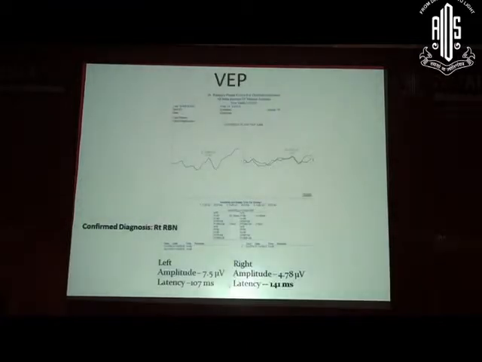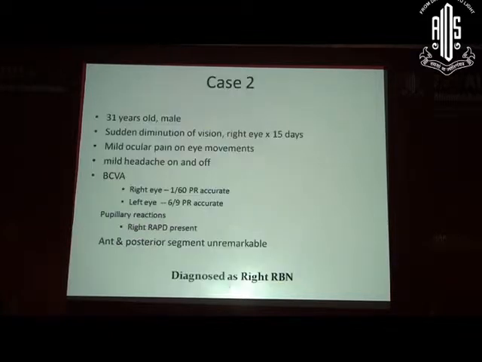So to confirm that, we get the VEP done. It is helpful when you're not sure or when you have a doubt, but it obviously helps us even in long follow-up to see how the patient is improving besides the visual acuity. So you can see the VEP changes. The left eye has an amplitude which is normal. The latency is 107, which is more or less within normal limits. The right eye amplitude is reduced. The latency is markedly increased, 141 milliseconds. You're pretty sure that you have a retrobulbar neuritis diagnosis confirmed, and you treat accordingly.